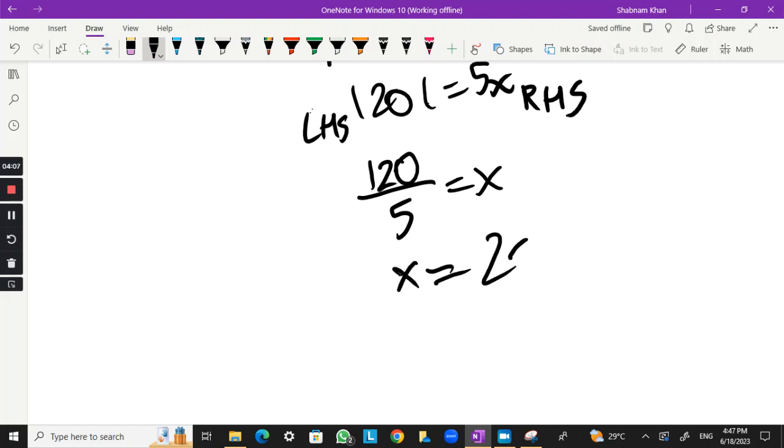So you can say x is equal to 24 liters, meaning if the fuel gauge of the car was full, if there was a full amount of fuel in the car, then it would be 24 liters of fuel inside the car. That's what it's basically saying. That's what we figured out.